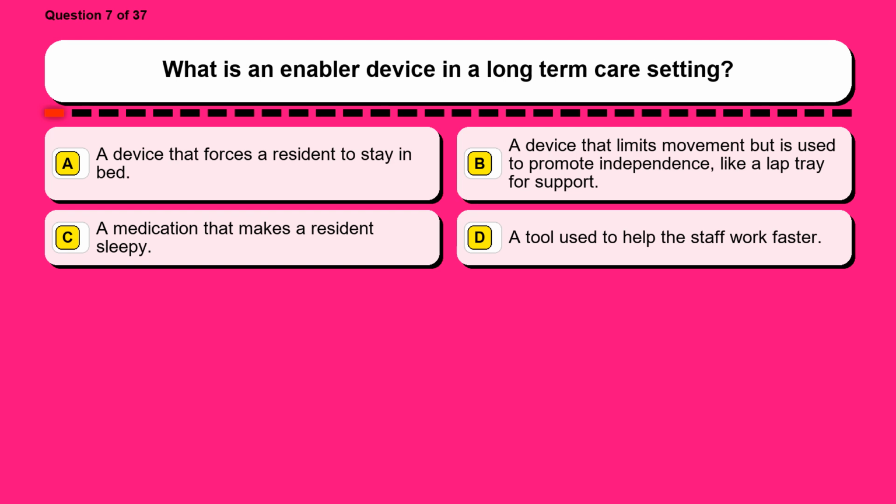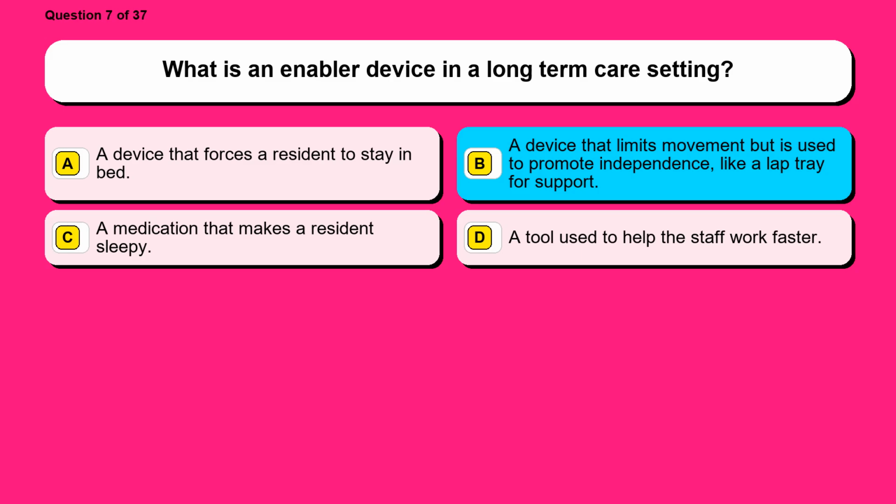Question 7. What is an enabler device in a long-term care setting? Option A. A device that forces a resident to stay in bed. Option B. A device that limits movement but is used to promote independence, like a lap tray for support. Option C. A medication that makes a resident sleepy. Option D. A tool used to help the staff work faster.